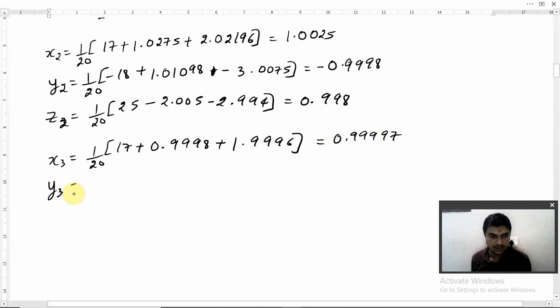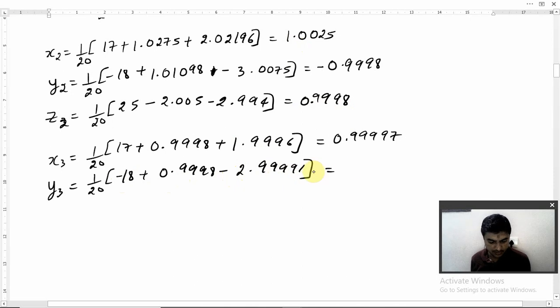Okay, so next we have y3. y3 is equal to 1 upon 20 minus 18, yes, plus z is 0.998, so let me take this as 0.998, so plus 0.9998 is there. The next is minus 3x, so 3 into x I have to multiply, so we're going to get this as 2.99991. If you simplify this, substitute, students, you are going to get nearly minus 1.